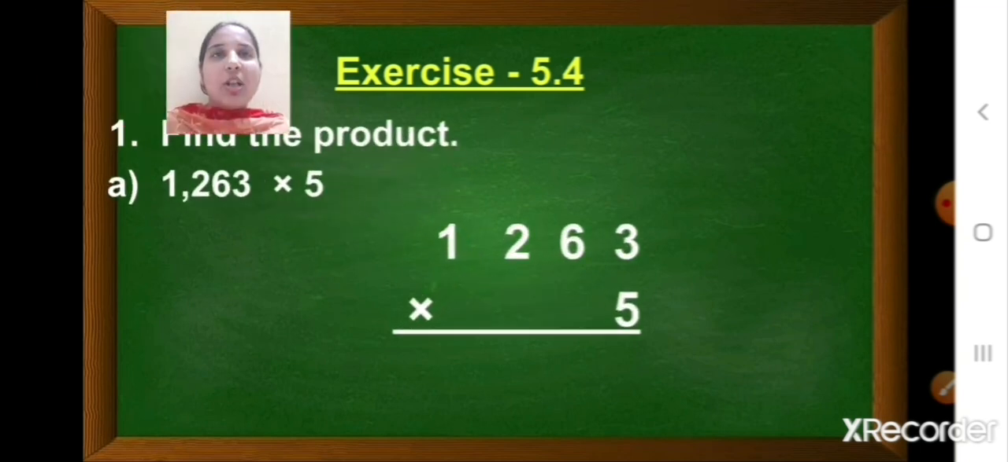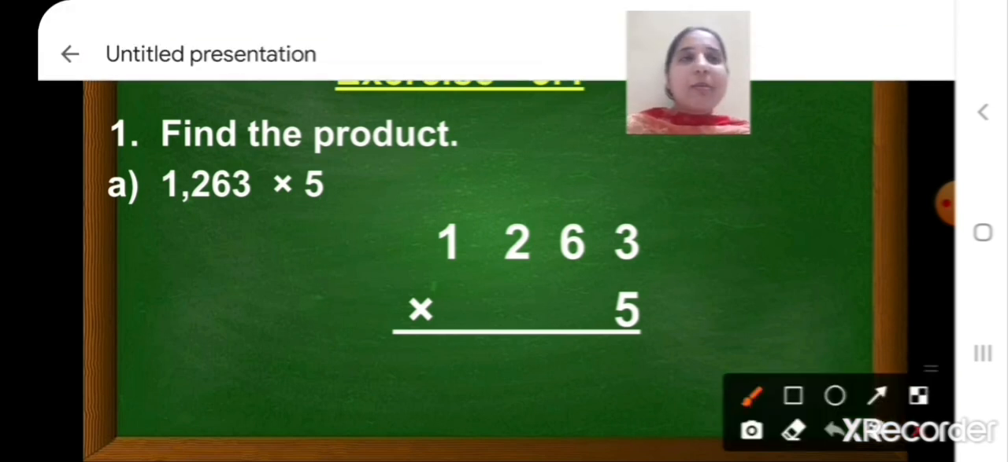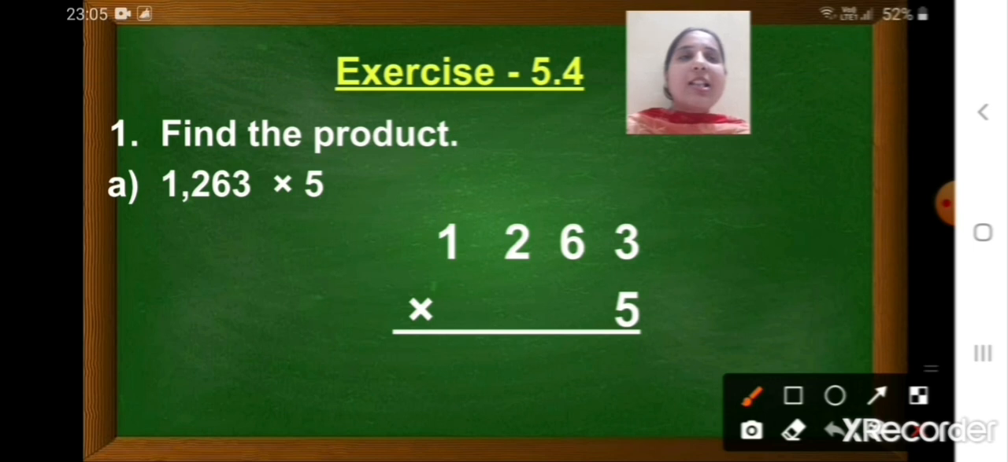Question number 1 is find the product. Find the product means you have to multiply, isn't it? So question number A is 1263 multiplied by 5. Children, can you tell me here what is multiplicand and what is multiplier here? Yes, 1263 is multiplicand, whereas 5 is multiplier here.